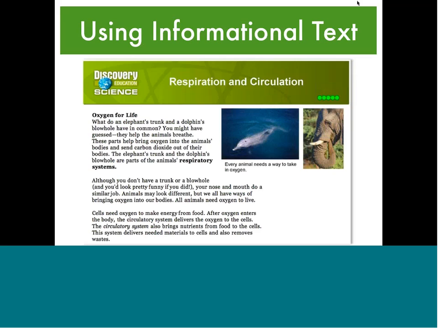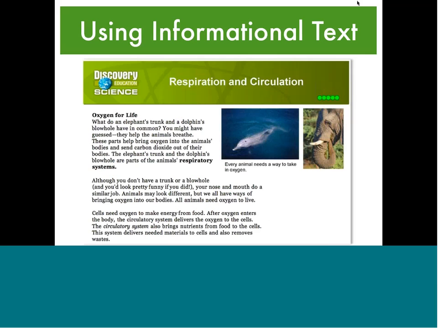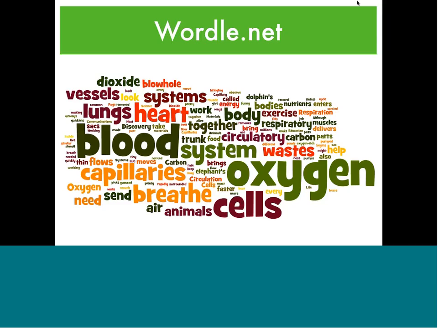So what I would do now is take this text right here from this reading passage and put it into something we call Wordle. Wordle.net creates these word clouds. So the larger a word appears, the more times it appeared in the text. In order for my kids to read this passage and have some type of understanding, they must first understand what capillaries are, what blood and system and oxygen and breathe and cells. If they don't understand that, chances are they're not going to understand the bulk of the text.